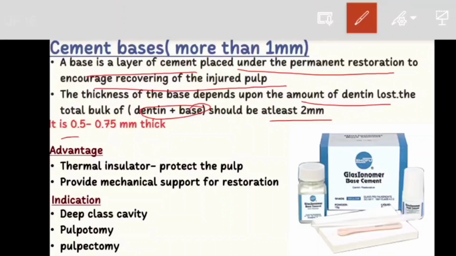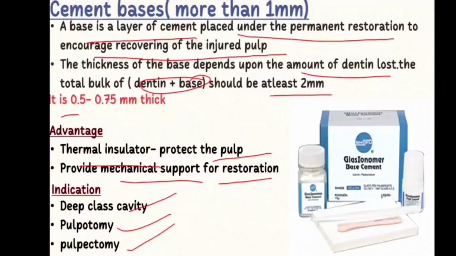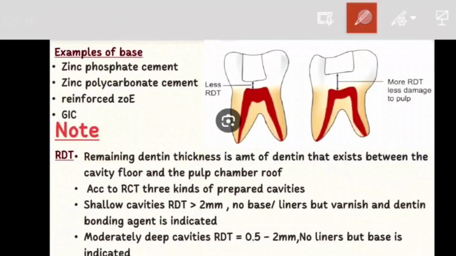2 mm. Now, the advantage of a base is that it acts as a thermal insulator, protecting the pulp, and it provides mechanical support for the restoration. Indications of bases are deep pulp cavities in pulpectomy. Now, examples of base materials: there are zinc phosphate cement, zinc polycarboxylate cement, reinforced ZOE and glass ionomer cement.